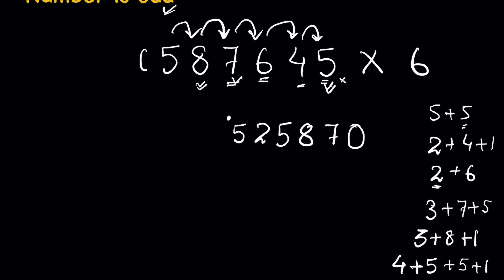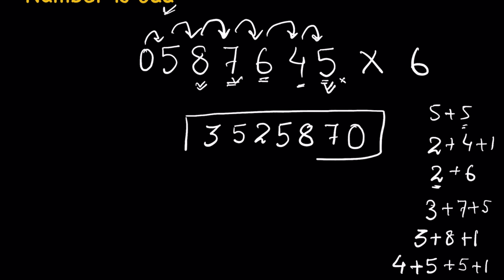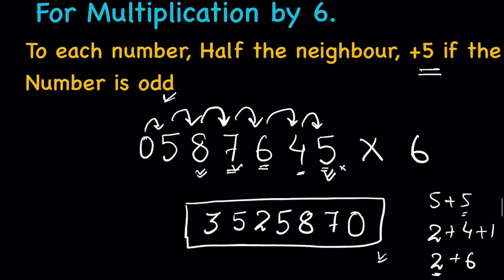Write 0 here. Half of 5 is 2 plus 1 carryover plus 0 the number itself, so it is 3. So the answer is 3525870. So it's a matter of practice. You just do the half, add the number itself, and add a 5 if the number itself is an odd number. So it is 3525870. Check it with the calculator.